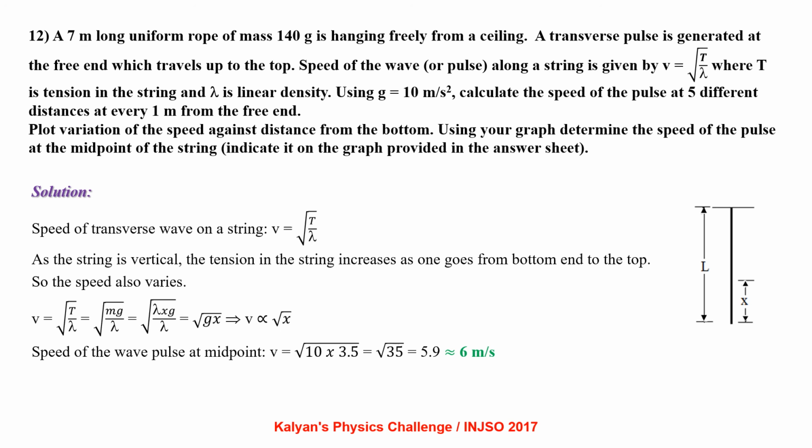Speed of transverse wave on a string V equals root of T by lambda. As the string is vertical, the tension in the string increases as one goes from the bottom end to the top. So the speed also varies. V equals root of T by lambda. T is mg, so it is root of mg by lambda. Mass can be written as linear density into distance. So it is root of lambda x g by lambda, which is root of gx. So V is proportional to root x. So the speed of the wave pulse at the midpoint will be V equals root of 10 into 3.5, that is 5.9, approximately 6 meter per second.